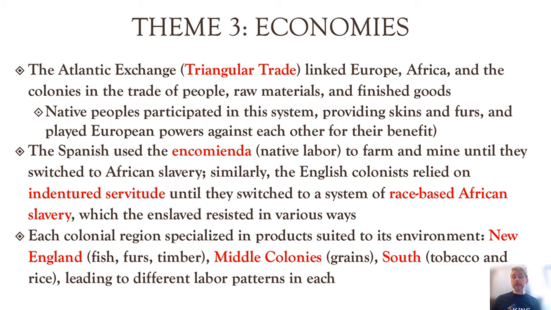Each will have a labor supply that suits its needs. England doesn't need as much race-based African slavery. They do have it. The highest population will be in places like New York. New England will rely a lot on Indian slavery and then small-scale family labor. The middle colonies will have indentured servants and African slaves. The South will be the most committed to the race-based slave system.